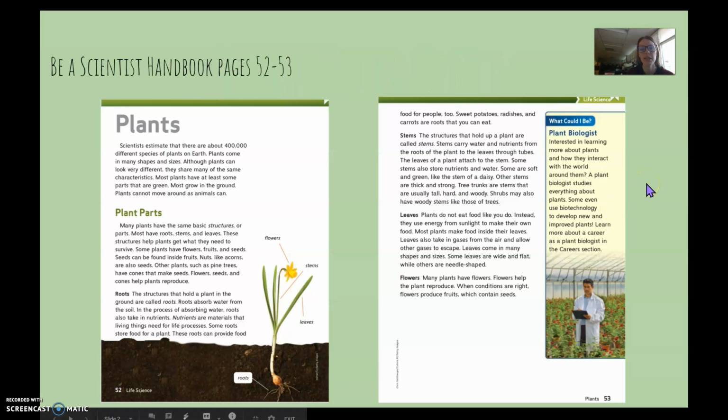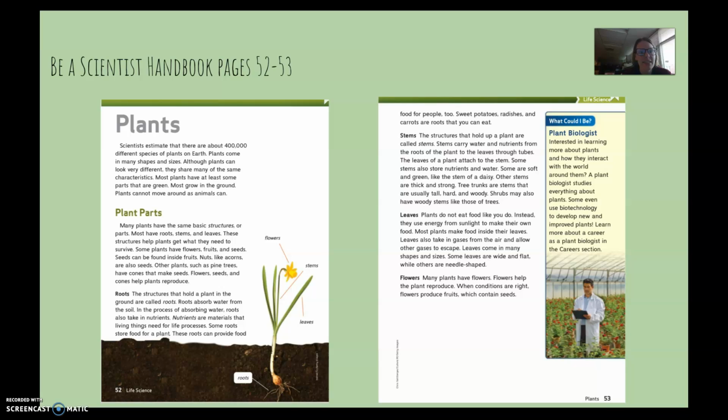Okay, so if you want to get your Be a Scientist handbook out, it's pages 52 and 53 of your hard science handbook. You do not have to get it out since it's right here on the screen. But remember, you can always pause this video if you need to, and if you want to go get your book, this would be a good time to pause it as well. So, plants. I'm going to go ahead and read this. You can follow along with me and just go ahead and listen.